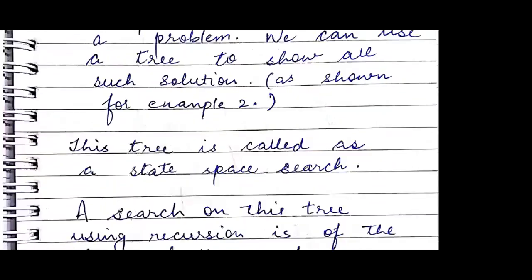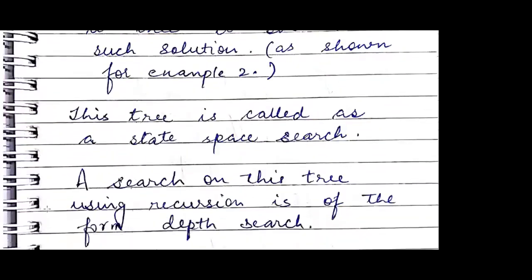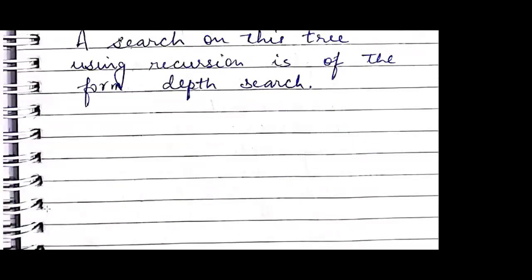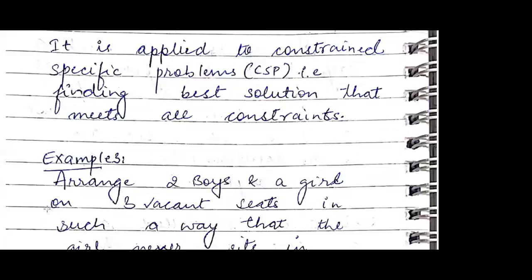This tree is called a state space search, and a search on this tree using recursion is done in a depth first manner. We search via the depth first procedure on this tree, and this tree is called a state space search. So this is the basic recursion procedure that you already know.